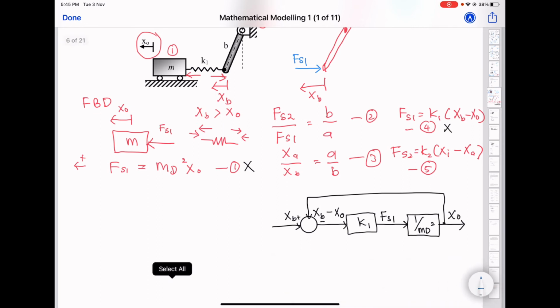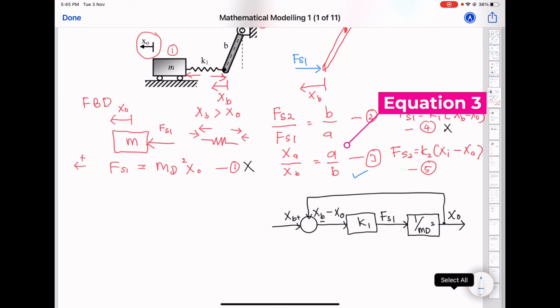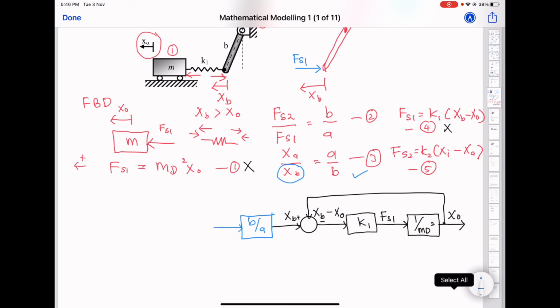Then we're going to solve for XB. We can use equation number 3, because in equation number 3 there is an XB term. From there, XB will become B over A times the input XA. So now we're going to solve for XA.